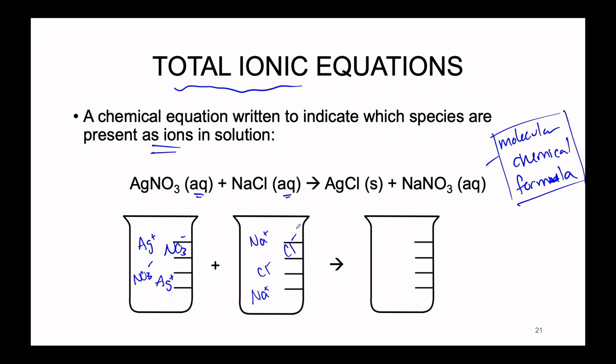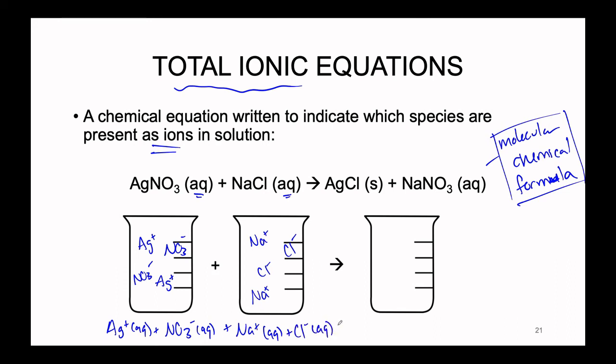So in the total ionic equation form, we would rewrite the reactants that we're mixing together, the silver plus explicitly as a silver plus ion in aqueous phase, the nitrate with a minus charge in aqueous phase, the sodium plus as an ion in aqueous phase, and the chloride with a minus charge in aqueous phase.